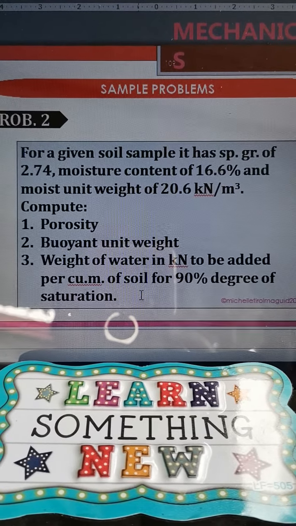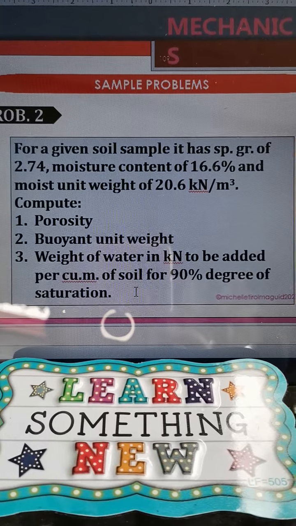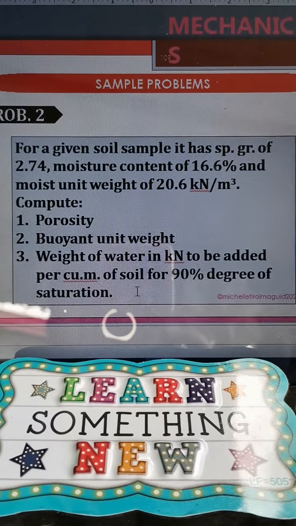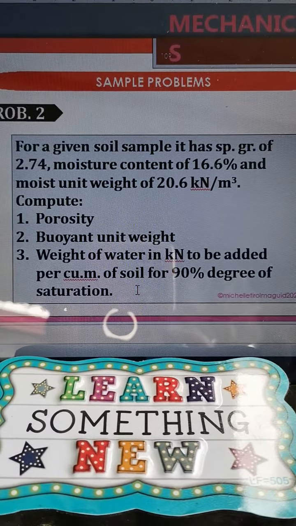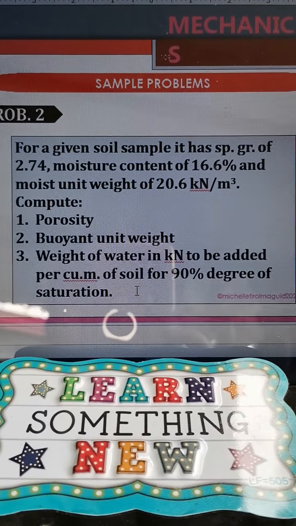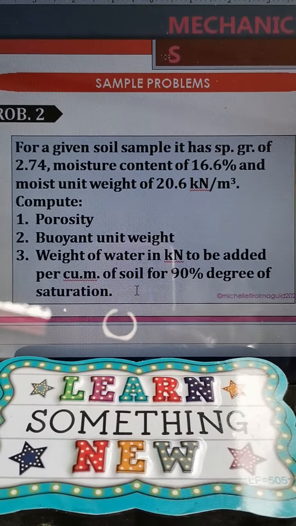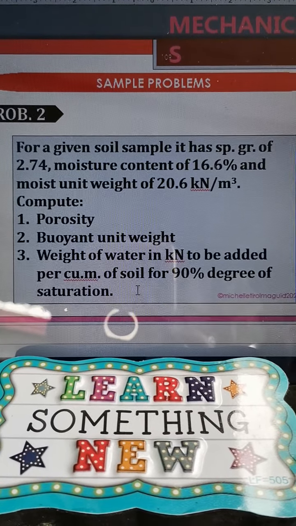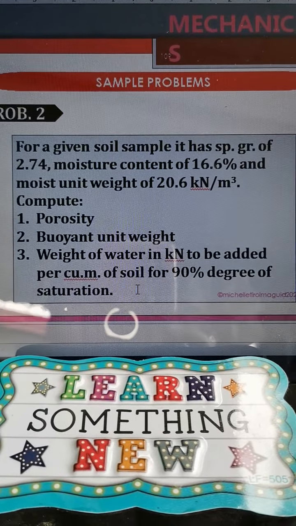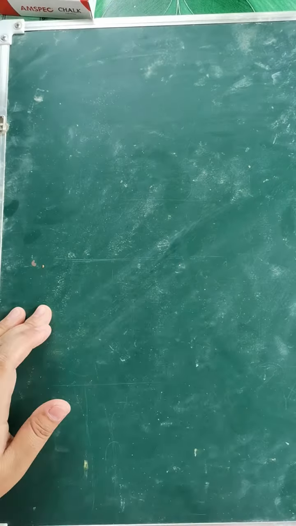Okay, so we have problem number 2. For a given soil sample, it has a specific gravity of 2.74, moisture content of 16.6%, and moist unit weight of 20.6 kilonewton per cubic meter. Compute the porosity, the buoyant unit weight, and the weight of water in kilonewton to be added per cubic meter of soil for 90% degree of saturation.